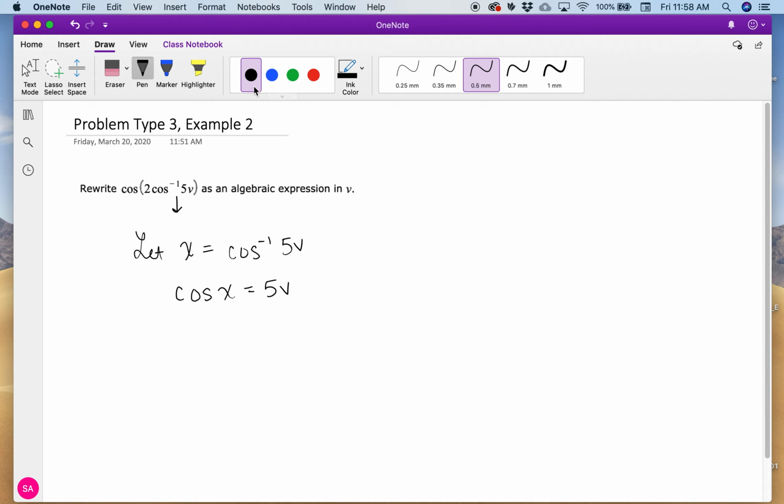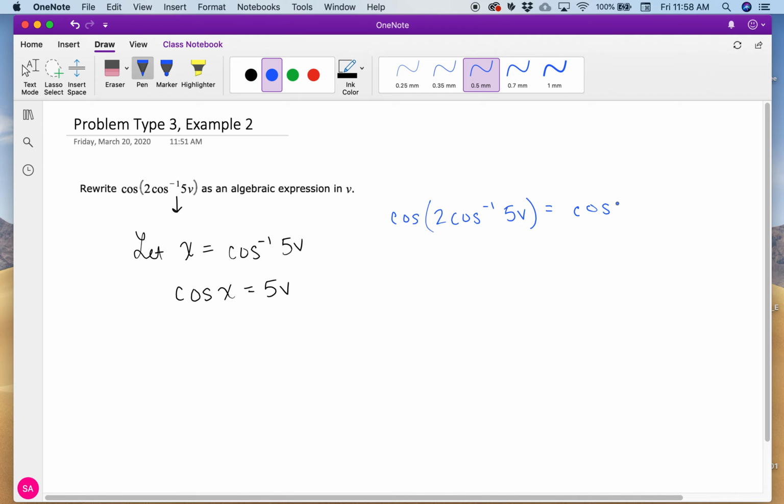Okay, so now I'm going to rewrite this problem that we're doing. And I'll do a different color. So cosine of 2 inverse cosine of 5v is equal to, well, we made a substitution, right? We said that that whole inverse piece, cosine inverse of 5v, is going to be equal to x. So now all we have is cosine of 2x. Well, using our double angle identities, this is equal to cosine squared x minus sine squared x.